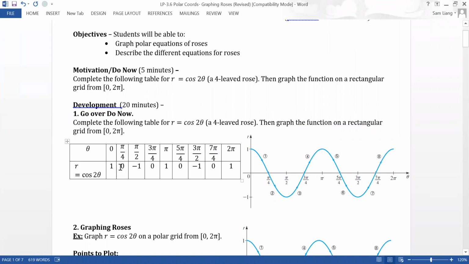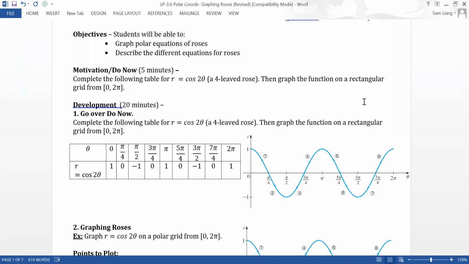just alternating, right? Just as a sample, if you plug in 0, you get cosine of 0, which is 1, so that's why you have that first value there of 1. Next, we have pi over 4, so cosine of 2 times pi over 4 is cosine of pi over 2, which is 0. And as another example, if you plug in pi over 2, you get cosine of 2 times pi over 2, which is cosine pi, which is -1, right? And then you do the same thing for the rest of the values. You get 0, 1, 0, -1, 0, 1.